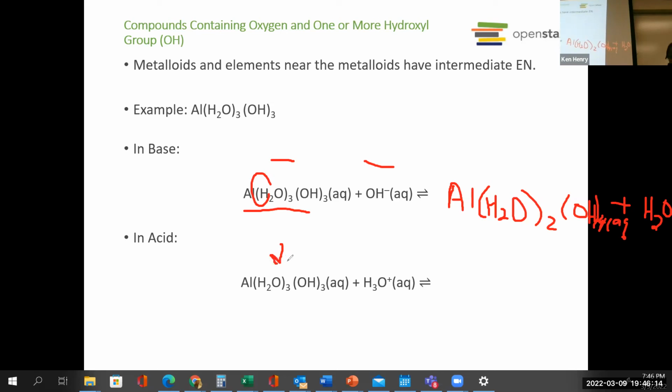What about here in an acid? What's going to happen? That's right, AlH2O4, OH2. That's right, H2O. Okay, piece of cake.